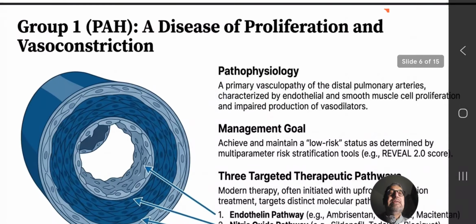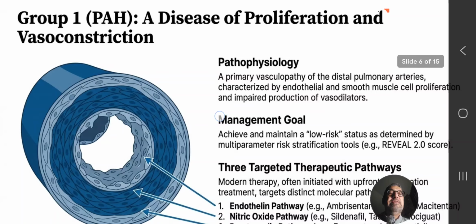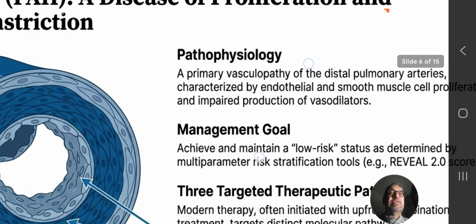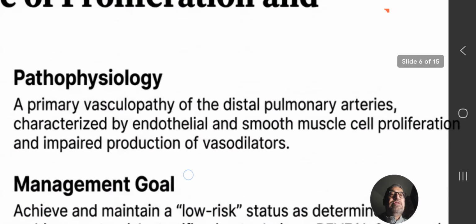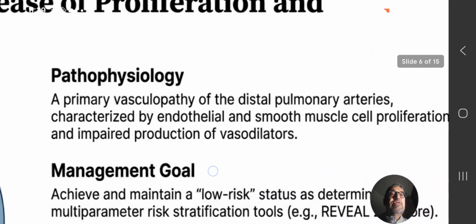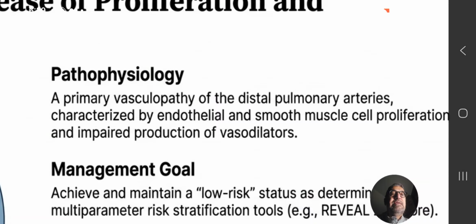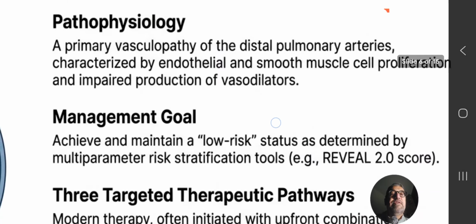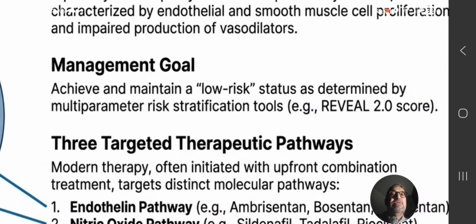For pulmonary arterial hypertension, this is a disease of proliferation and vasoconstriction. The pathophysiology is vasculopathy of the distal pulmonary arteries characterized by endothelial and smooth muscle cell proliferation. The management goal is to maintain a low risk status as assessed by using the REVEAL score. We'll go into this in a little bit.